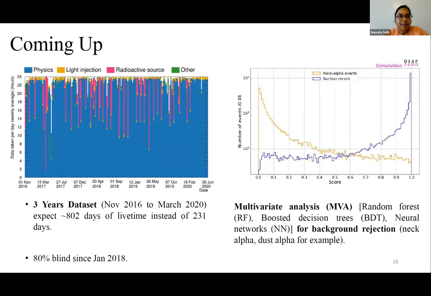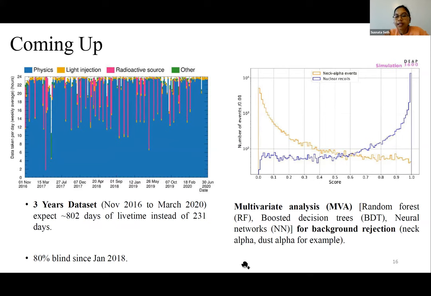I'll be talking about the upcoming results. We are currently analyzing our 3 years data set. So we are going to have our next result with 802 live days of data, and currently 80% of the data has been blind since January 2018.